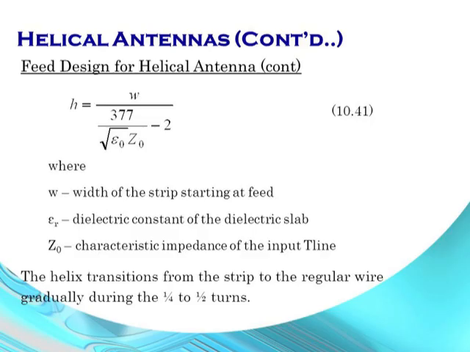Now coming to the feed design for the helical antenna, the height is given by W by 377 divided by square root of epsilon R Z naught minus 2. Here W is the width of the strip starting at the feed, epsilon R is the dielectric constant of the dielectric slab, and Z naught is the characteristic impedance of the input transmission line. The helix transitions from the strip to the regular wire gradually during the first 1/4 to 1/2 turn.